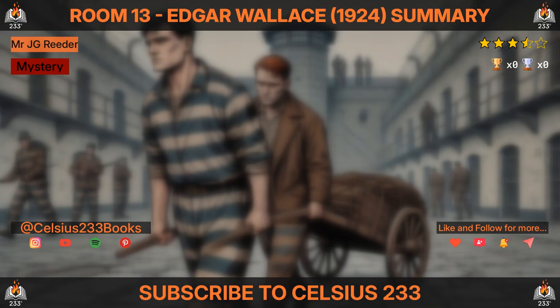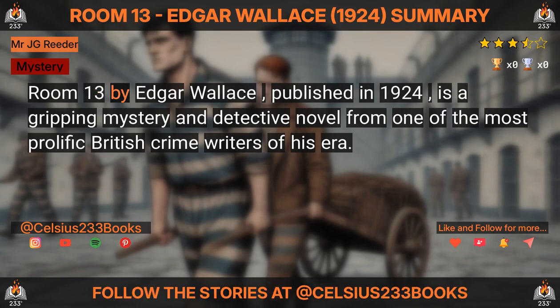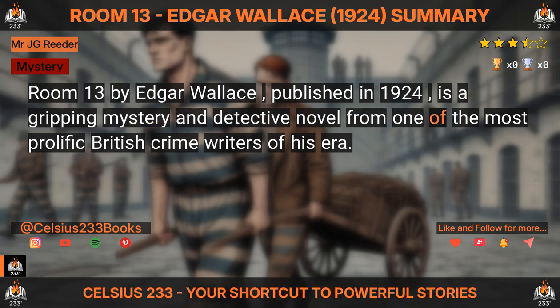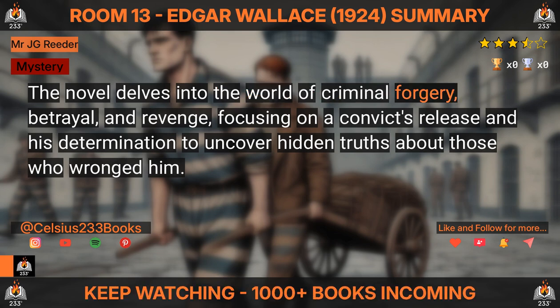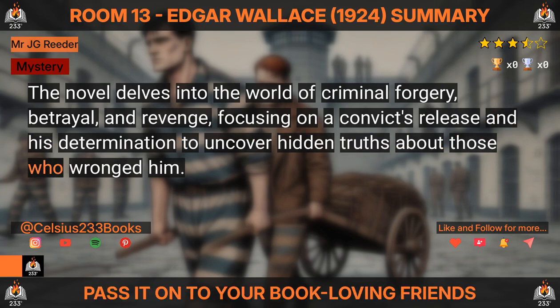Today we will unravel the story within Room 13 by Edgar Wallace. Room 13 by Edgar Wallace, published in 1924, is a gripping mystery and detective novel from one of the most prolific British crime writers of his era. The novel delves into the world of criminal forgery, betrayal, and revenge, focusing on a convict's release and his determination to uncover hidden truths about those who wronged him.